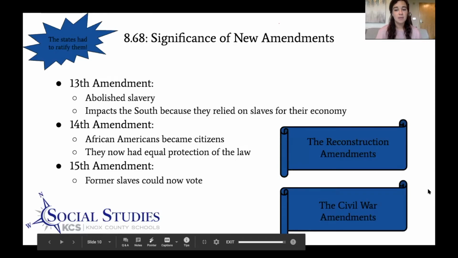So for the 13th Amendment, it abolished slavery, and it impacted the South in a different way because they relied on slaves for their economy. The 14th Amendment said that African Americans were citizens, and they now had equal protection of the law. And the 15th Amendment said that former slaves could now vote. Keep in mind, though, as I've stated in the top left corner, it was still up to the states to ratify these amendments. These 3 amendments became known as the Reconstruction Amendments or the Civil War Amendments.